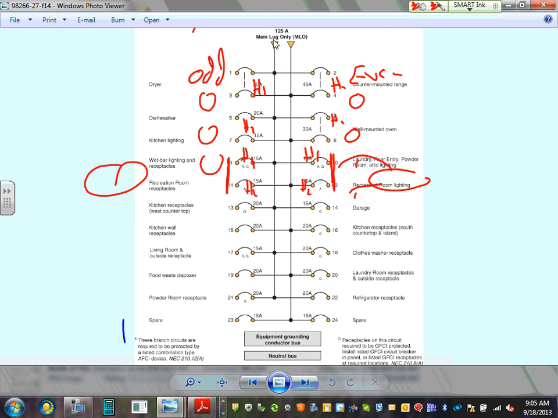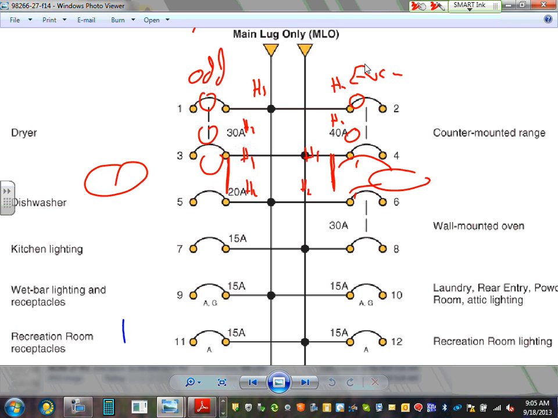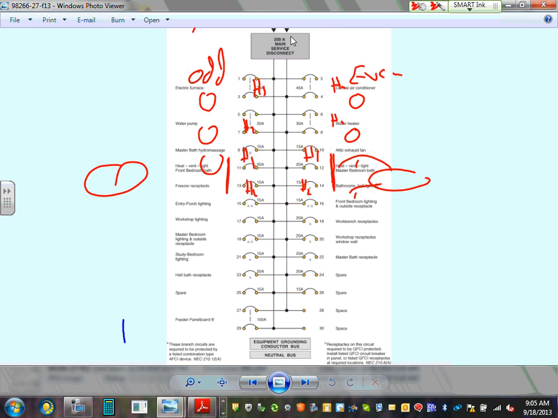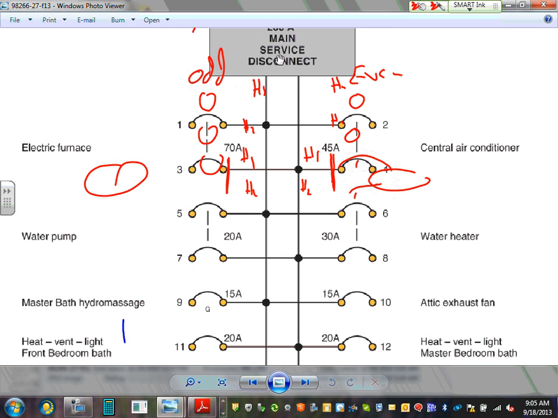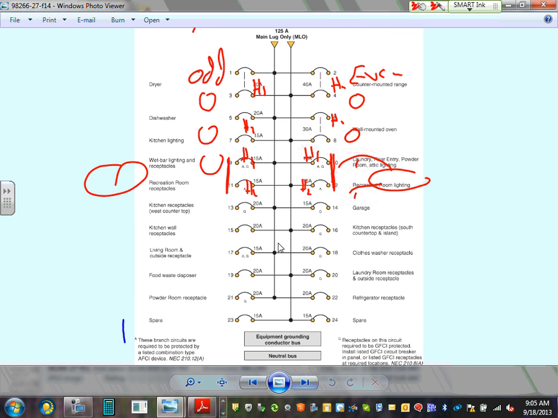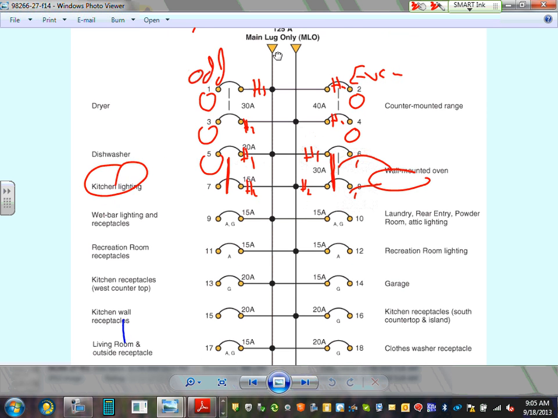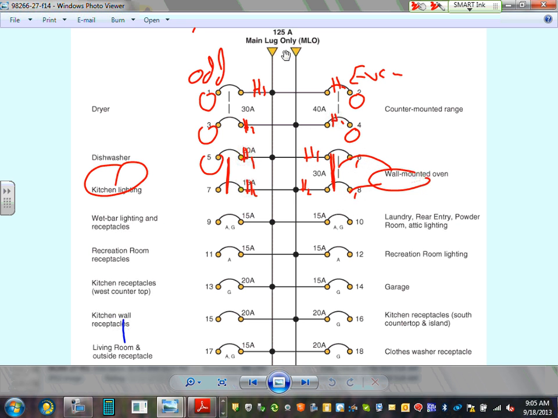So this is very important, guys. Main lugs only. This one has main lugs only. Can you guys see the difference between this one? This has a circuit breaker at the top. That has to be a service, right? The sub panels, can you guys see a circuit breaker here? No, it doesn't have to have a circuit breaker because the main for this panel is sitting down in a different panel.